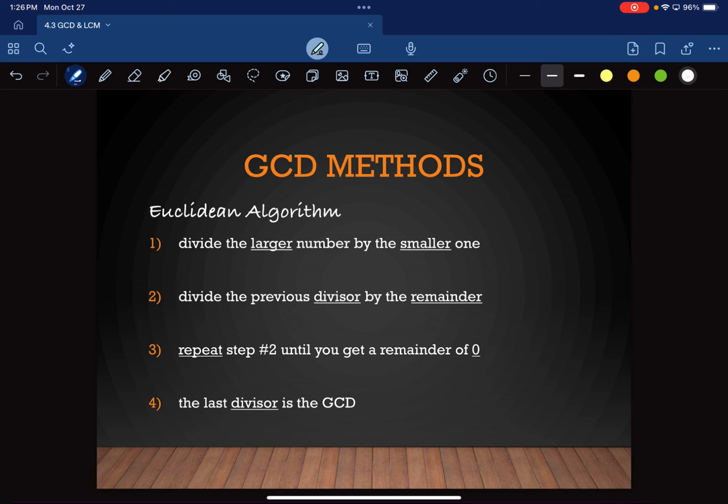Okay, so here's the process. We're going to divide the larger number by the smaller one, and we'll find it comes out with a remainder. Then you divide the previous divisor by the remainder. You repeat that process, the previous divisor by the remainder, until we get down to a remainder of 0. Once we do that, the last divisor is the greatest common divisor.